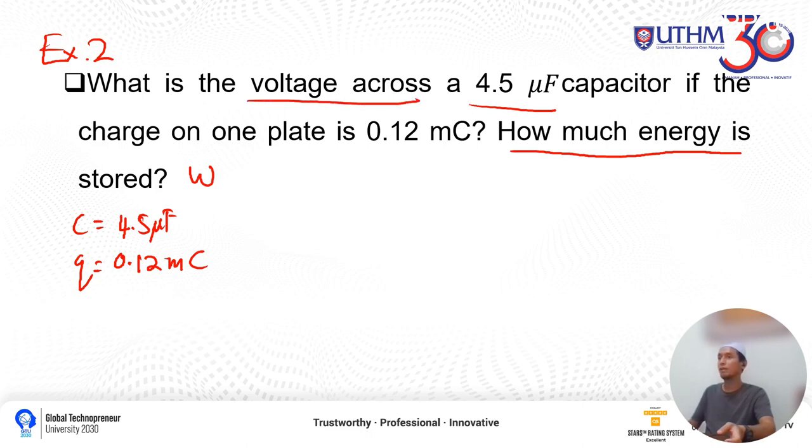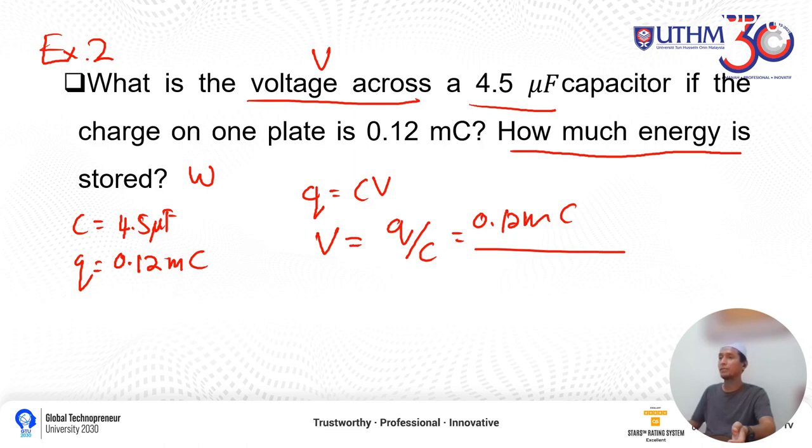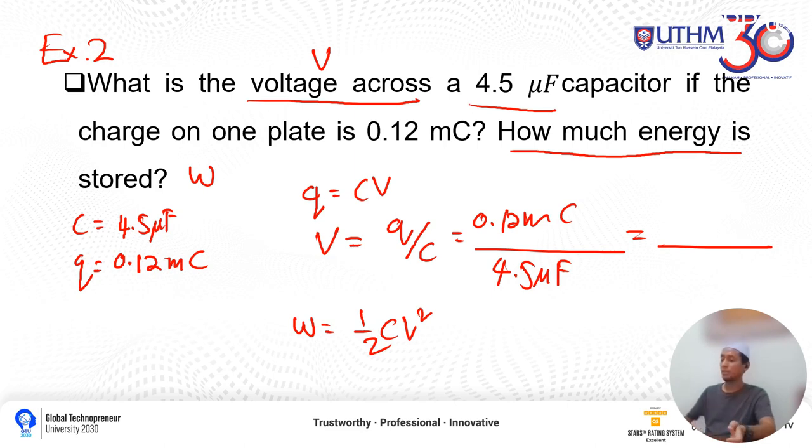Same as the previous question, Q equals CV, so V is equal to Q over C. Use this, then you can determine the value of the voltage, with C as 4.5 microfarad. So this is the first part, the voltage across the capacitor. And then the second part, the energy stored. The energy stored is W equals half C V squared. C is already 4.5 microfarad, and V is the value you found from the calculation. Then you can get the value of the energy stored. Okay, so this is the example.